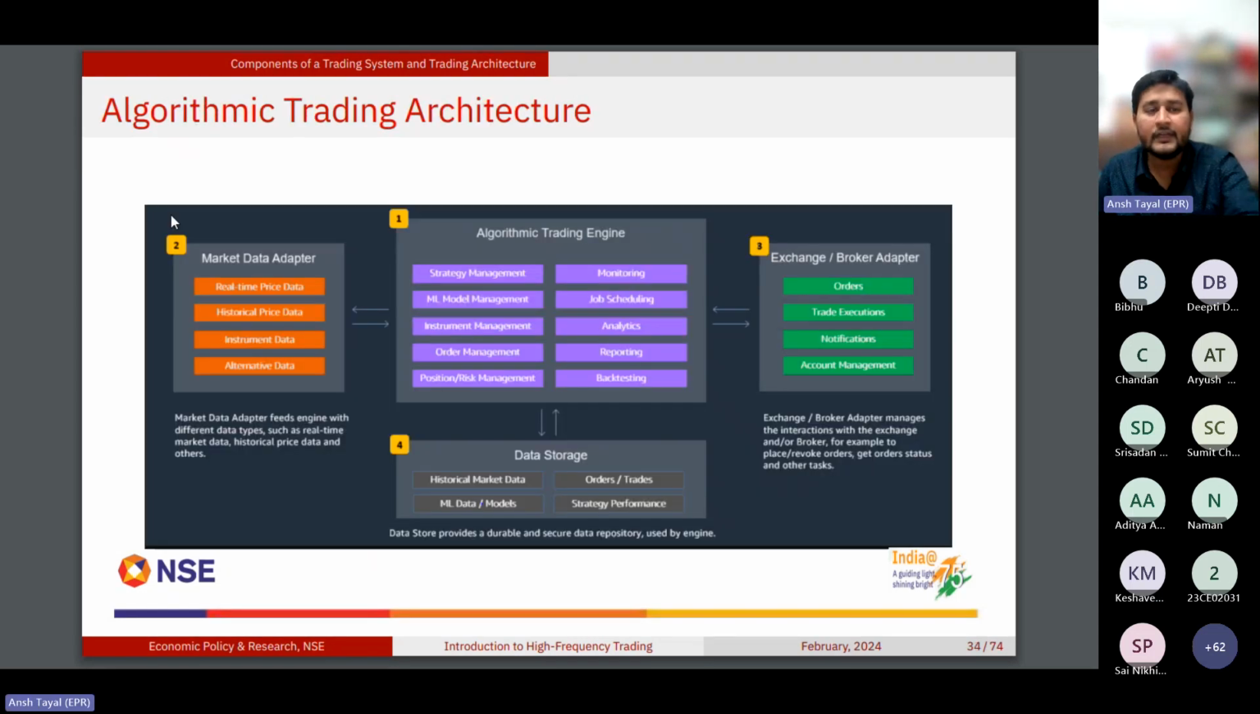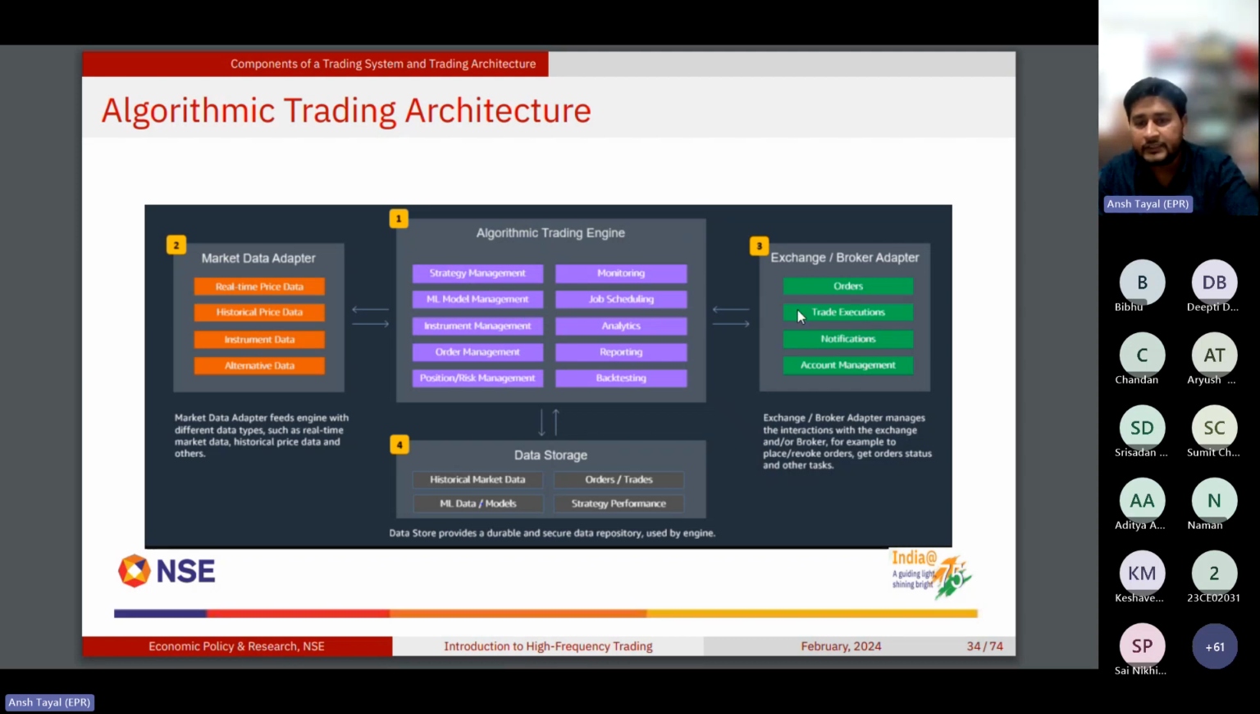Now coming to the trading architecture. There are many sub components to it, which I'll not go into right now. The idea is to tell you a broad structure of how it works. So there are 4 parts to it. One is your main engine, which processes and generates the result. And then you have the market data adapter, which brings in real-time data from the exchange. So your data comes into the algorithmic trading engine. The algorithmic trading engine processes it and generates the buy or sell orders.